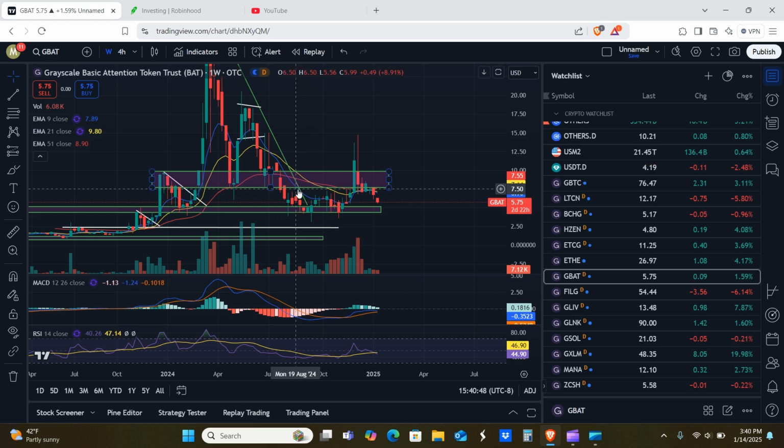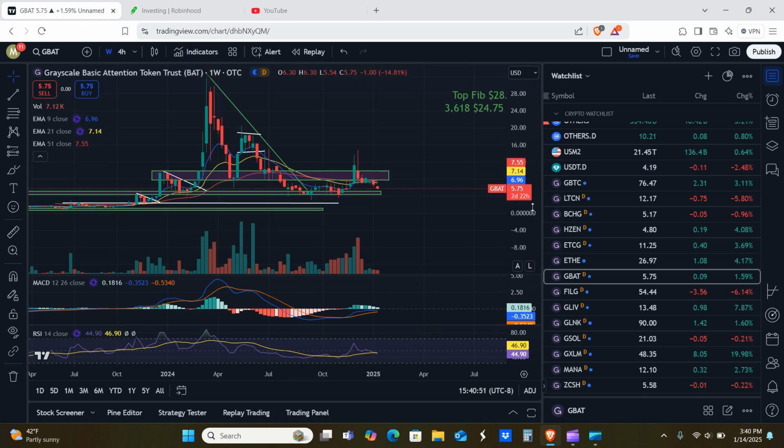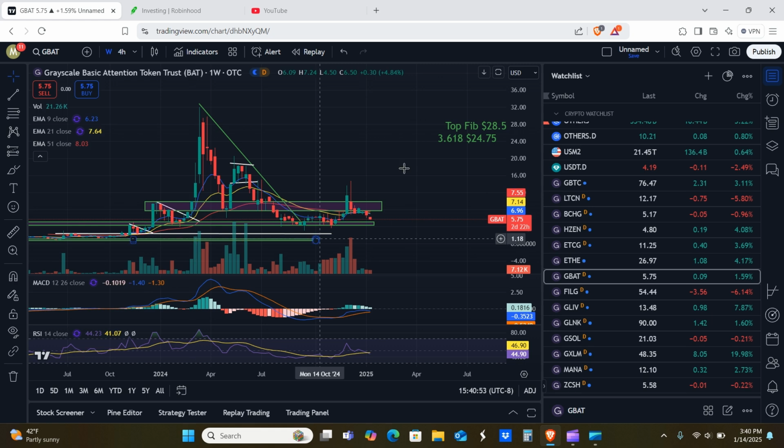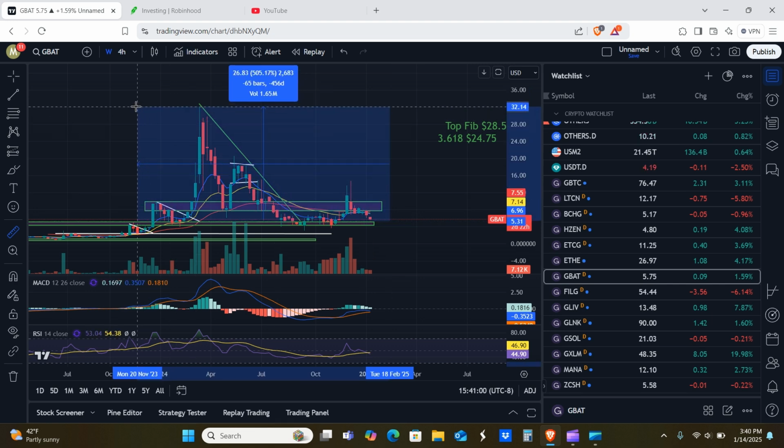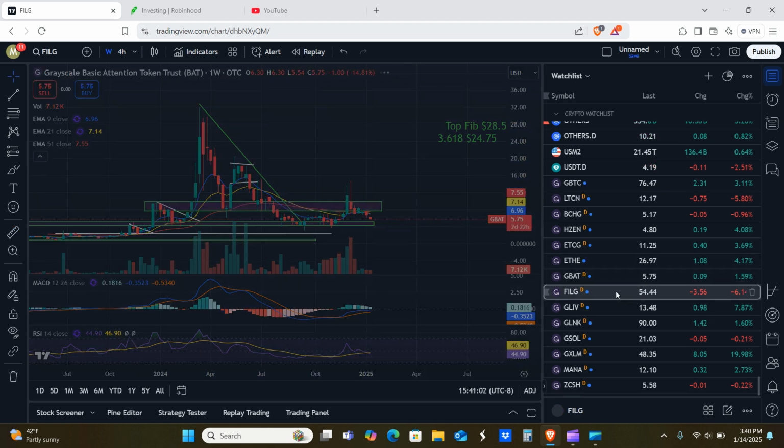So anyways, GBET, roughly about 530 to 750 in this case, I would say is a good area to buy. So in between those two zones, you can see a lot of price action in there with the target up at the highs at 32. So nice, roughly about 6.5x, 505% gain.